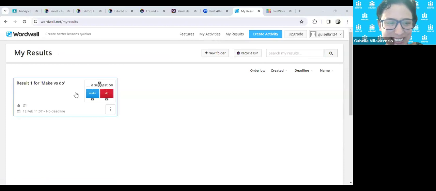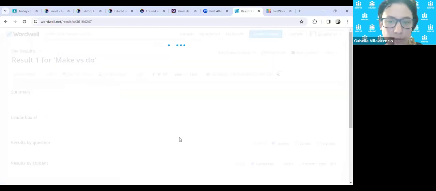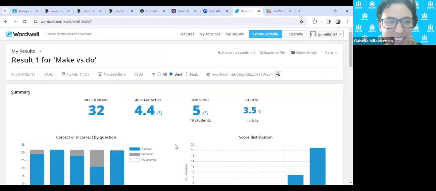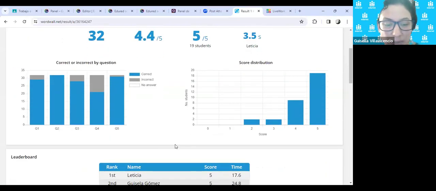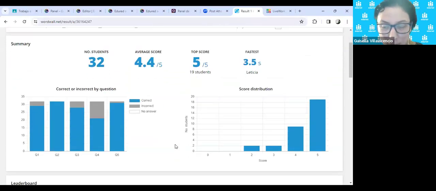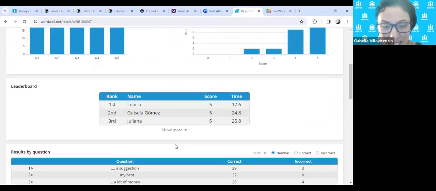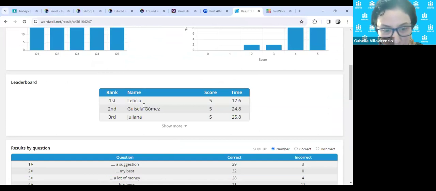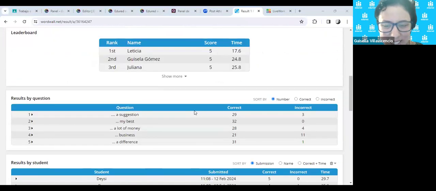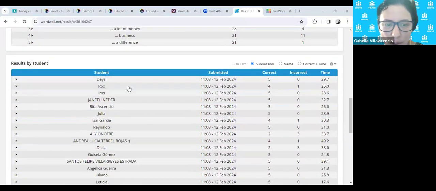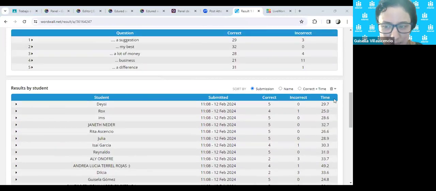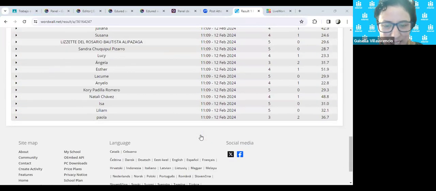Finished. Excellent. I have 21 results. Yes, Wordwall is really, really useful for vocabulary, for collocations. Look, chicos. Como lo configuré para resultados, porque ahora sí quiero ver los resultados de los estudiantes, tengo acá ya mi leaderboard, Leticia, Gisela, Juliana, 5, excellent, the top, right? I finished this, okay. And then I have all my students' answers and the time.